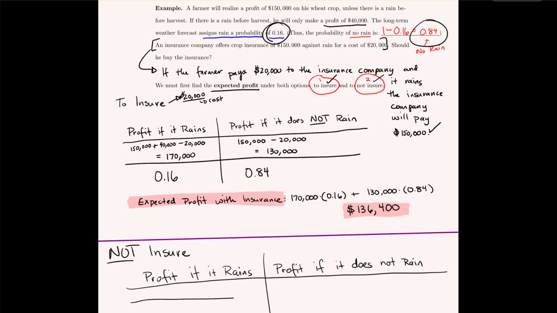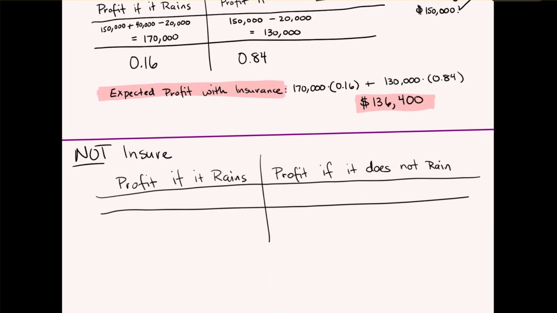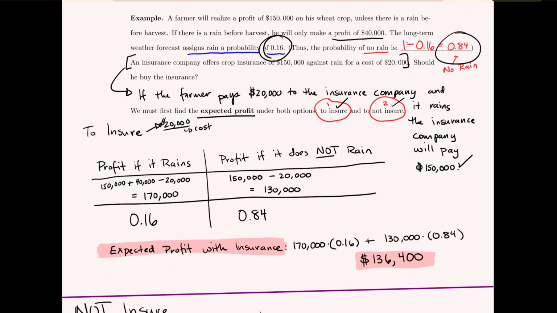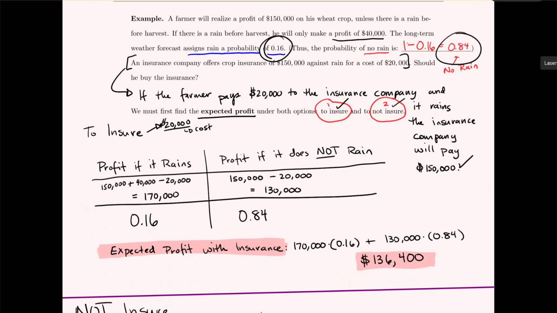And based on the information given in the problem, we know the likelihood of rain is as before 0.16. And we know the likelihood of it not raining is 0.84. Now, if you would look back through the problem and think about if we didn't pay insurance, what would be our profit in the case that it rained? What would be our profit in the case that it did not rain? So looking back, they told us that if it rains, the profit would be 40,000. And if it did not rain, it would be 150,000.